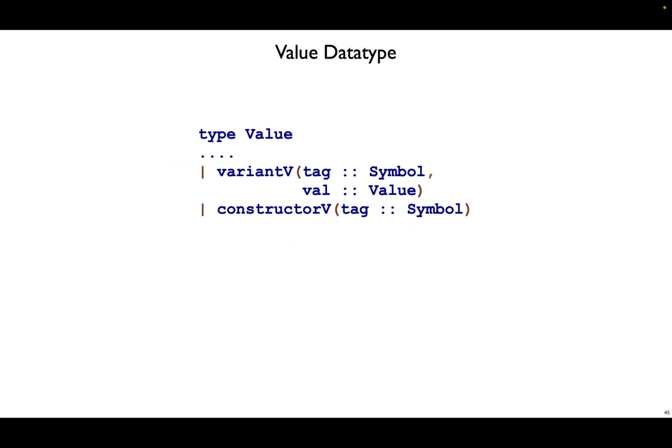Based on the examples, we'll need two new values, variant v and constructor v. A variant v holds a symbol tag and a value, and a constructor v holds just the tag. One example of a constructor that we saw before is this one, constructor v with the tag apple.